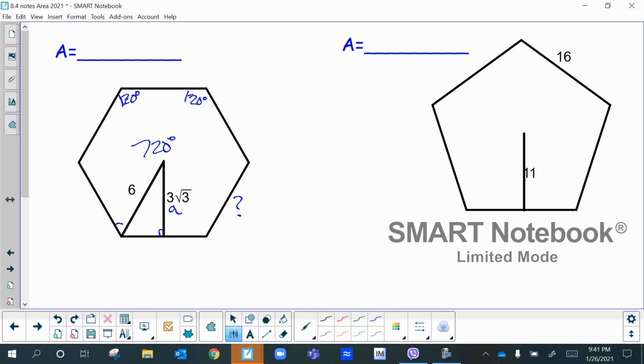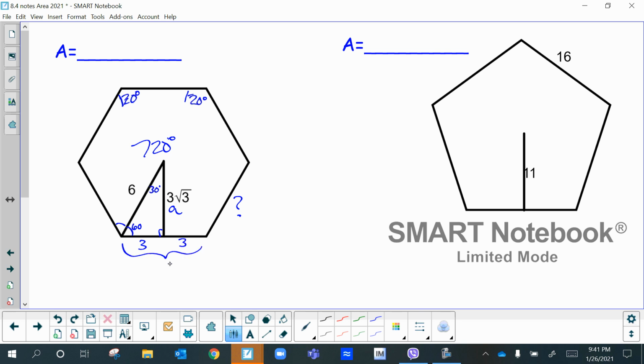Okay, well, if each one's 120, remember these are equal, that means this is a 60-degree angle and this is 30. We have ourselves another 30, 60, 90. So not only does it exist in the triangle, it exists in the hexagon always. So if that's 30, this is the short leg, and if the hypotenuse is 6, look, it even follows the pattern. That's 3 radical 3, so the short leg is actually 3, which makes this half over here 3.